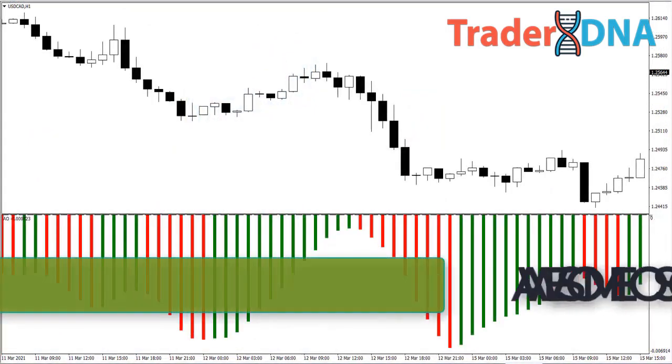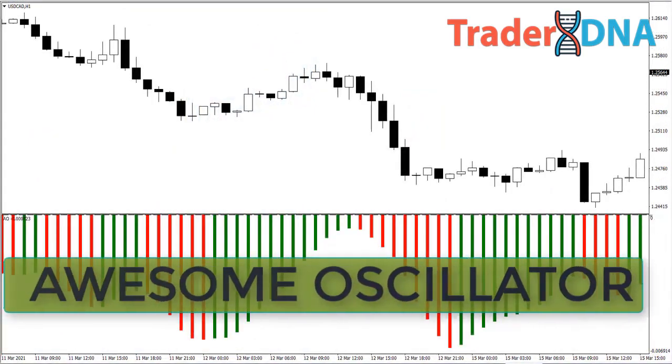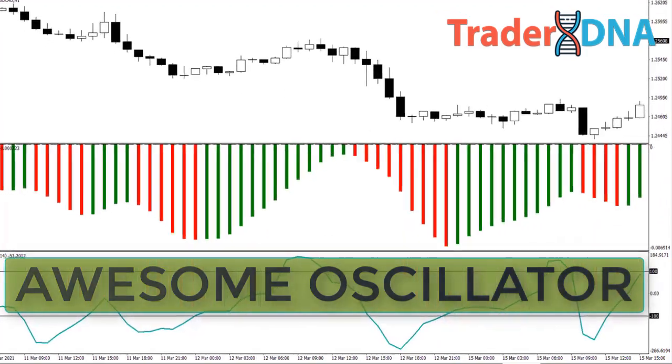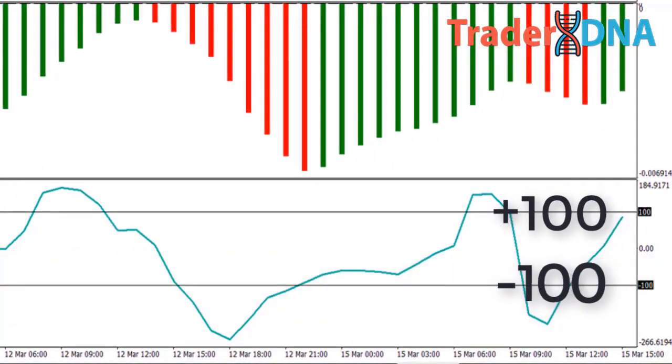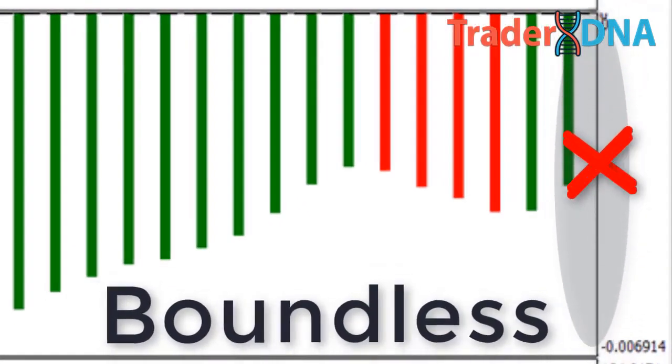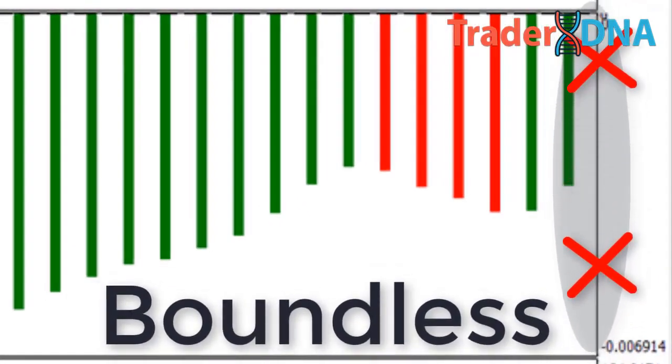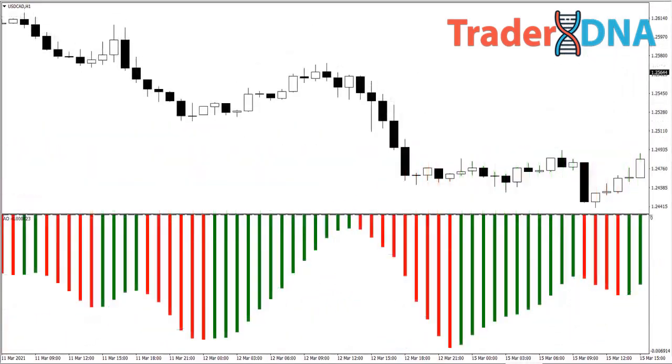Awesome oscillator is one of the most famous indicators developed by Bill Williams. Unlike the slow stochastic, which oscillates between plus 100 and minus 100, the awesome oscillator is boundless. This indicator is a basic calculation of two simple moving averages, and it gauges the current driving forces of the market. This is done by comparing the recent market momentum with the general momentum over a wider time frame.